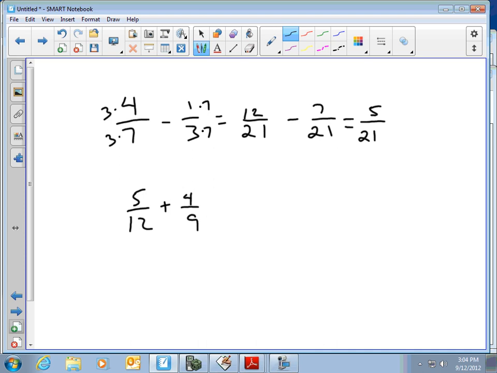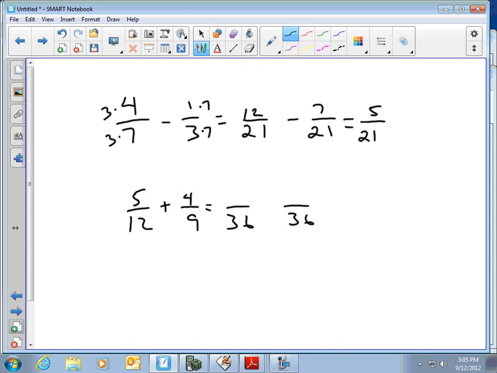If you know your times tables, you know that 12 goes into 36, and you know that 9 goes into 36. I don't have to go clear up to 9 times 12. I don't have to go to 98, or sorry, 108. Okay? I need to know my times table so my numbers stay small. I want to find the smallest or the least common multiple.